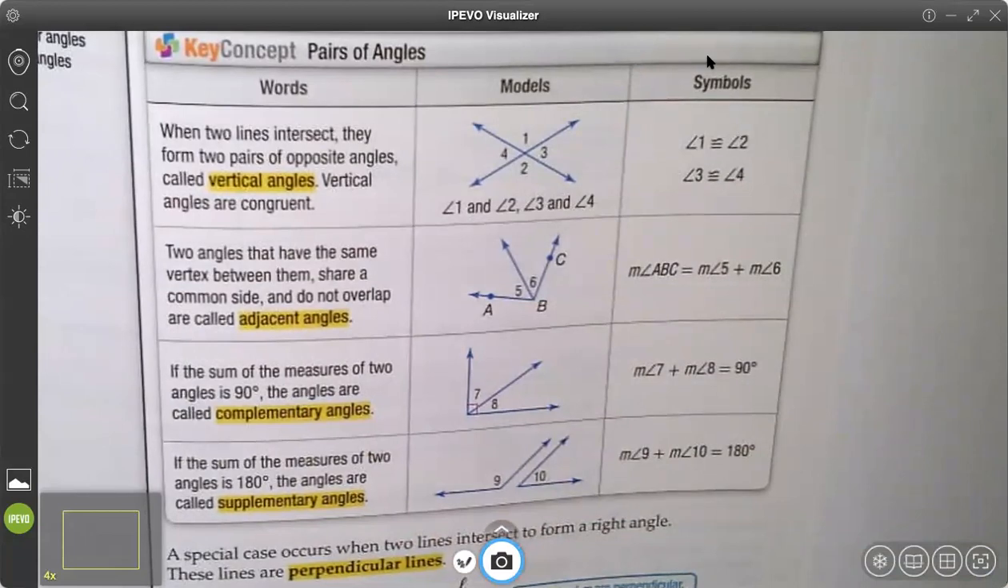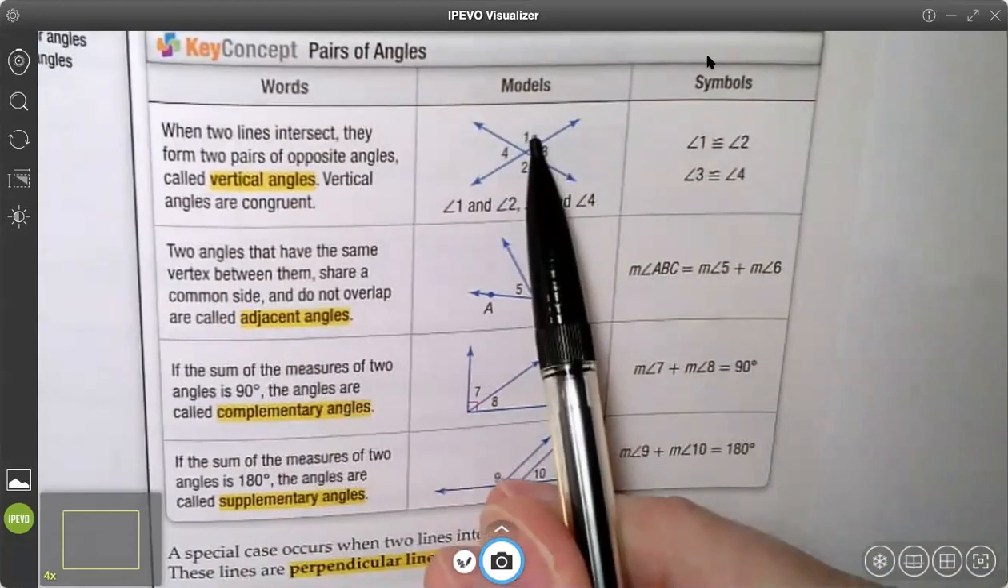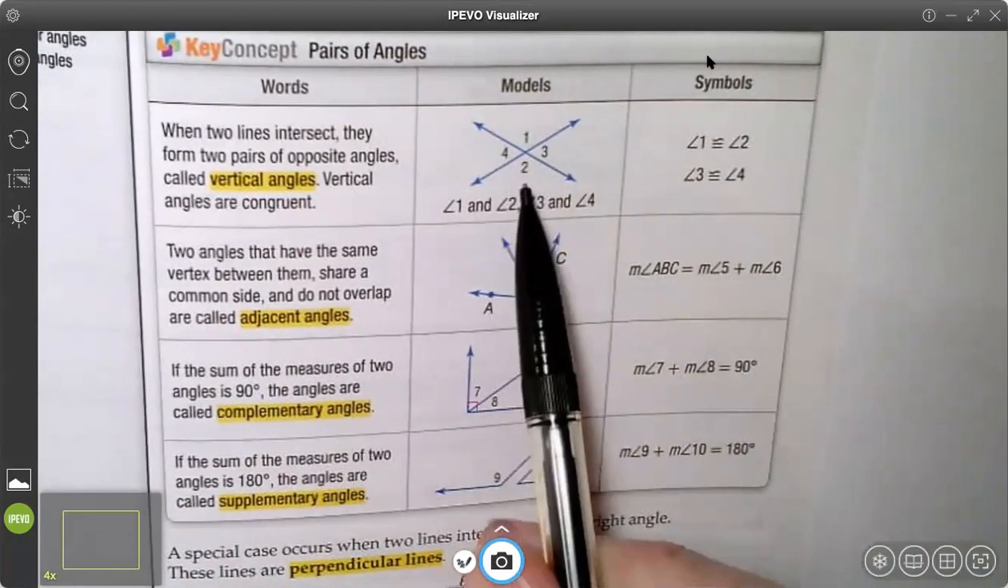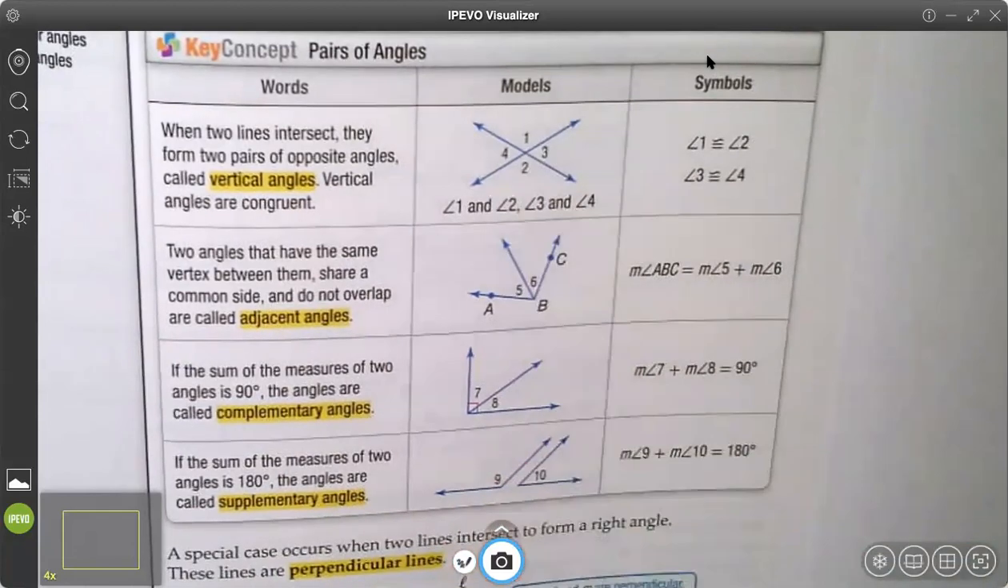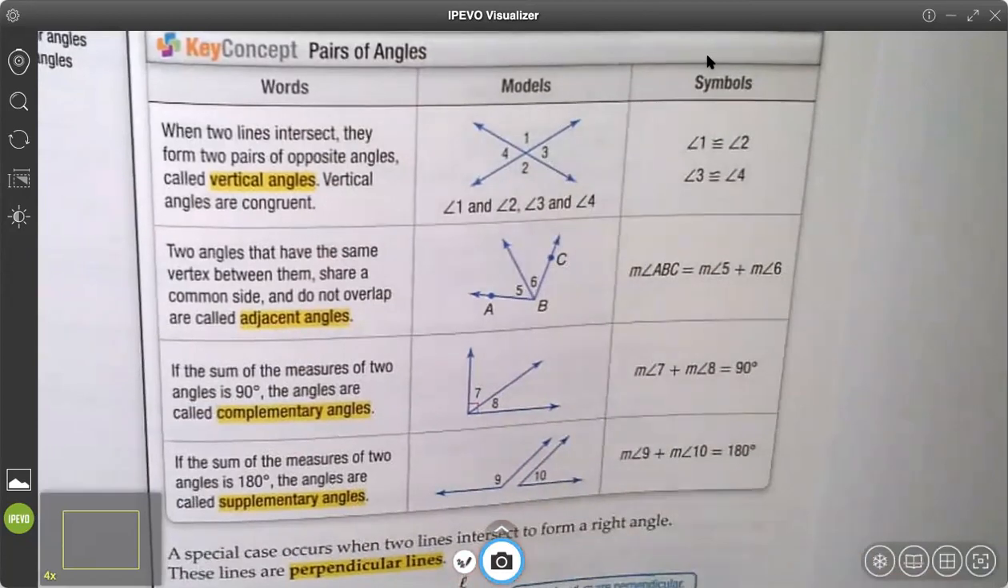Vertical angles are congruent. Congruent means the same. So whatever angle 1 is, angle 2 is. Whatever angle 3 is, angle 4 is. If angle 2 is 110 degrees, then angle 1 is 110 degrees. If angle 4 is 70 degrees, then angle 3 is 70 degrees. Vertical angles are straight across from each other. Vertical angles are congruent, which means they are the same.